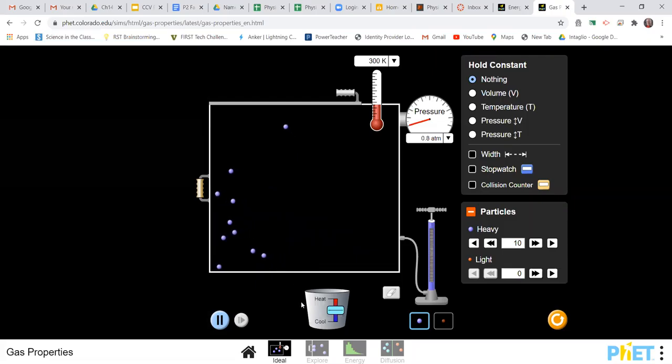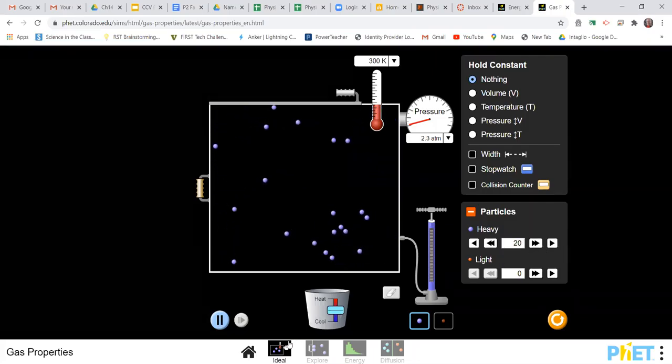They all start off with about the same speed, but when they have collisions with each other, then they exchange momentum and they exchange energy. And sometimes they're on the receiving end and sometimes they're on the delivering end. So we'll jack it up a few more. Let's see what it looks like with another 20.